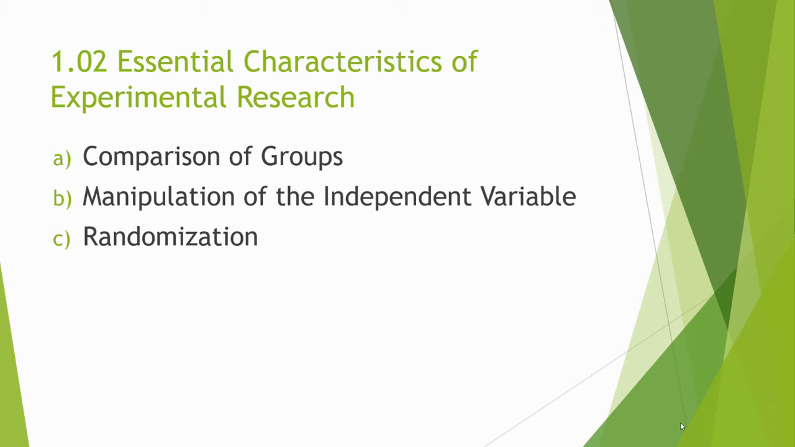As you see, here are the three important characteristics of experimental research: comparison of group, the manipulation of independent variable, and the last one is called randomization. So let's get to the comparison of group together.